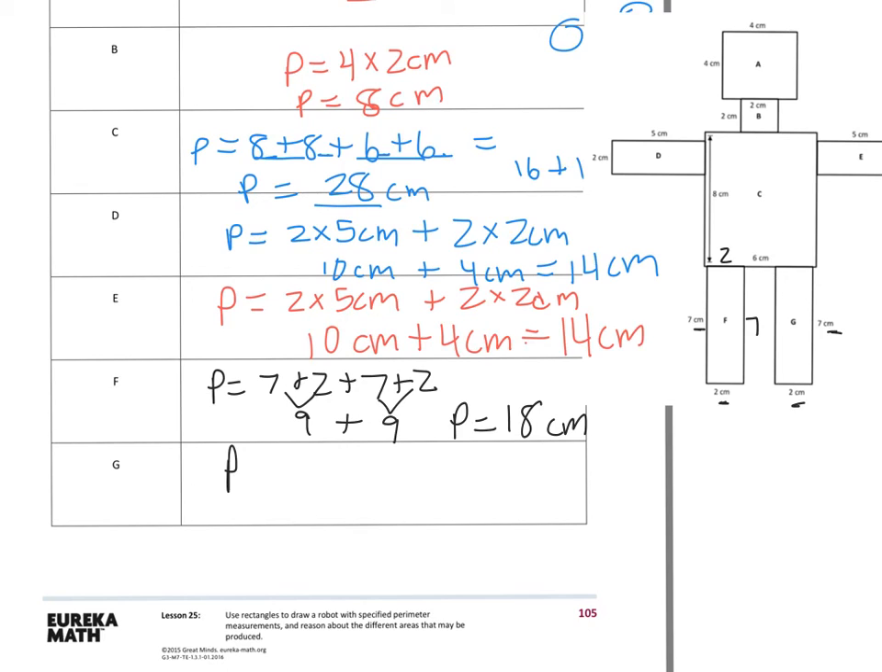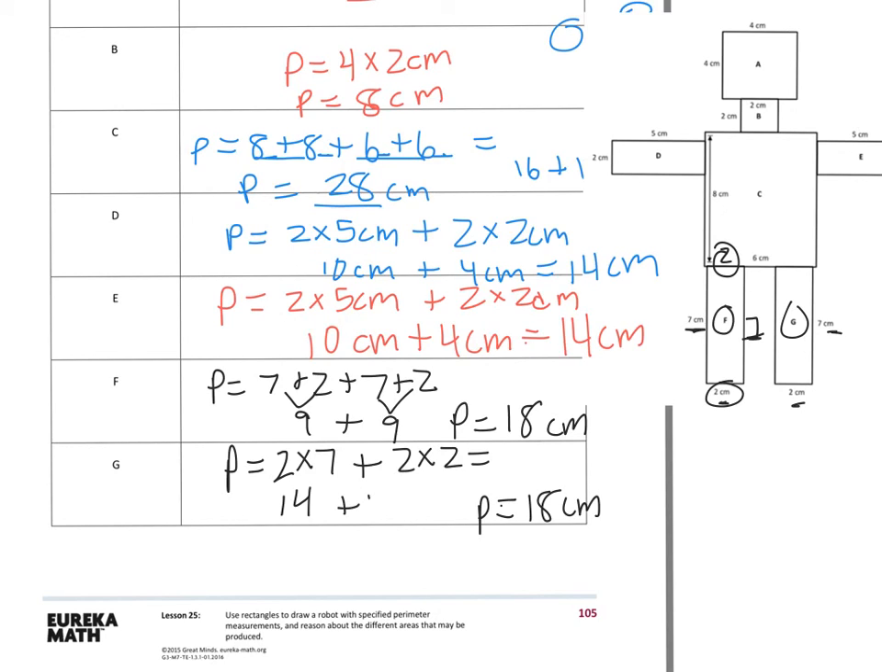And now for G, I'm still going to get my perimeter of 18 centimeters, because F and G are the exact same thing, but this time I want to show it with 2 times 7, because there's 2 sides with 7, and then 2 times 2, because there's 2 sides with 2. So I'll get 14 plus 4, which gets me that 18. So it does work out both ways.